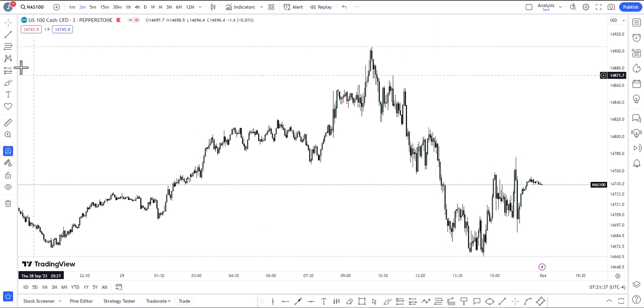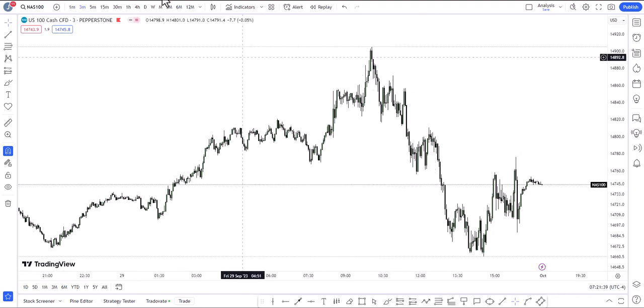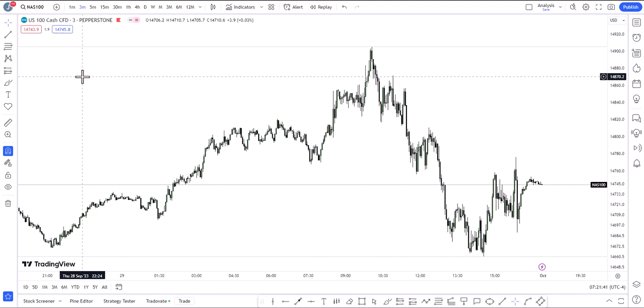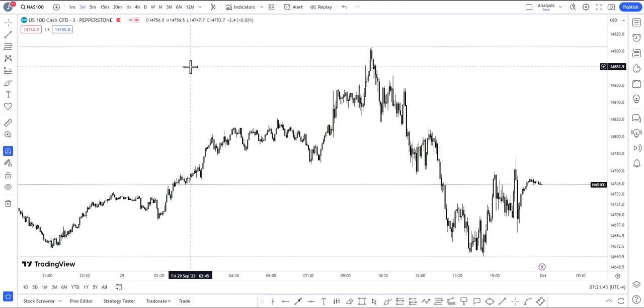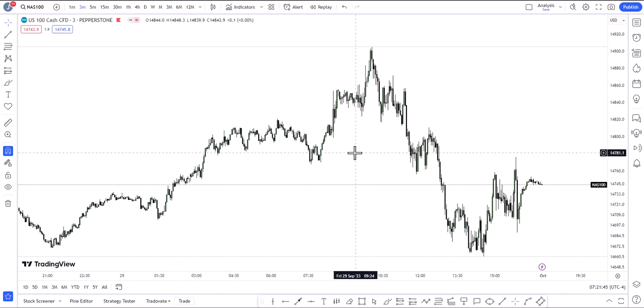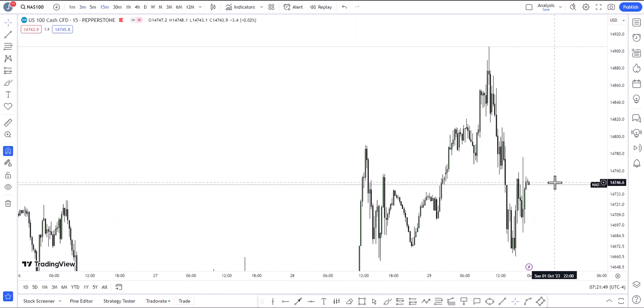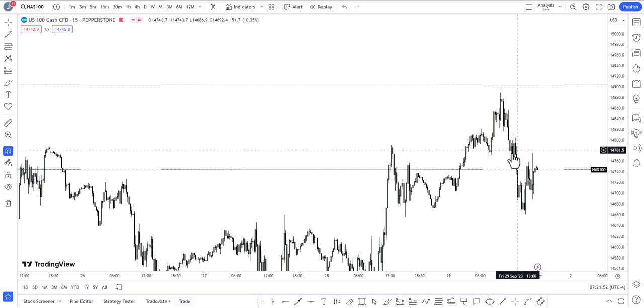What's up everyone, been a while, just doing a market review here on Nasdaq. So today is Sunday 1st of October, Friday is trading the 29th September 2023. It's quite a good day, a bit of price action, so just going to do a bit of a breakdown here.